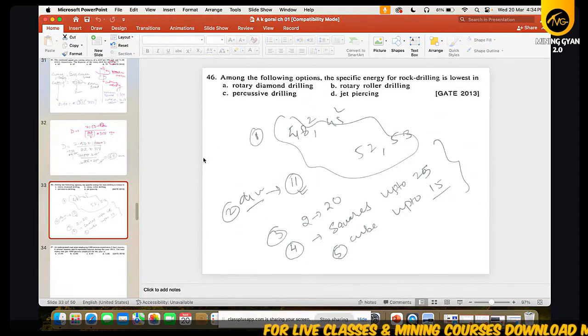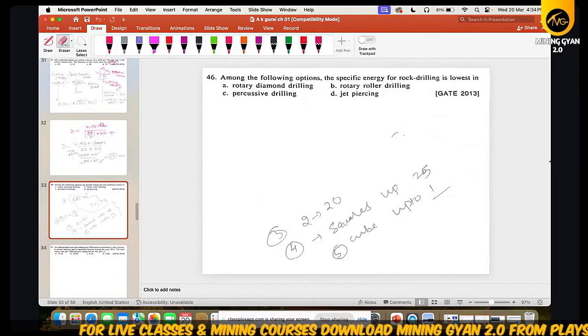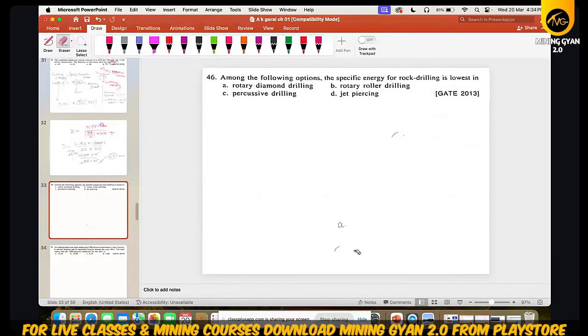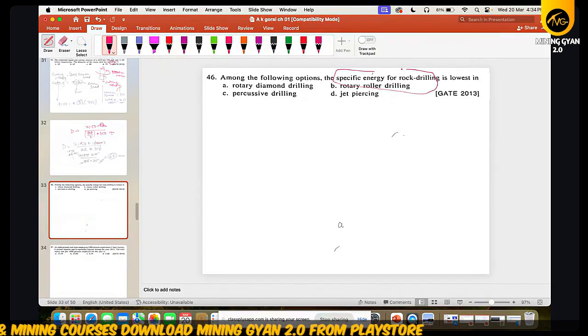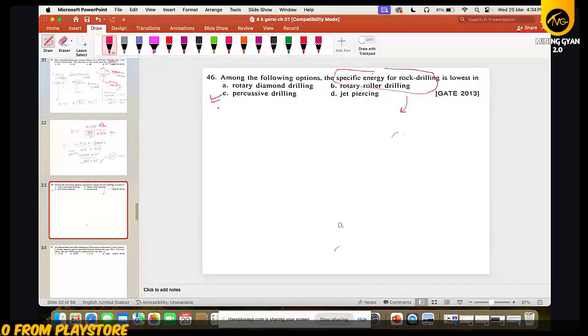Okay, start करते हैं 46 क्वेश्चन से. So among the following options, the specific energy for the rock drilling is lowest. So ये ऑप्शन दे रखे हैं, इनमें से हमको बताना कि स्पेसिफिक एनर्जी रॉक ड्रिलिंग की किसमें लोएस्ट होती है. So lowest specific energy for the rock drilling is in the percussive drilling.